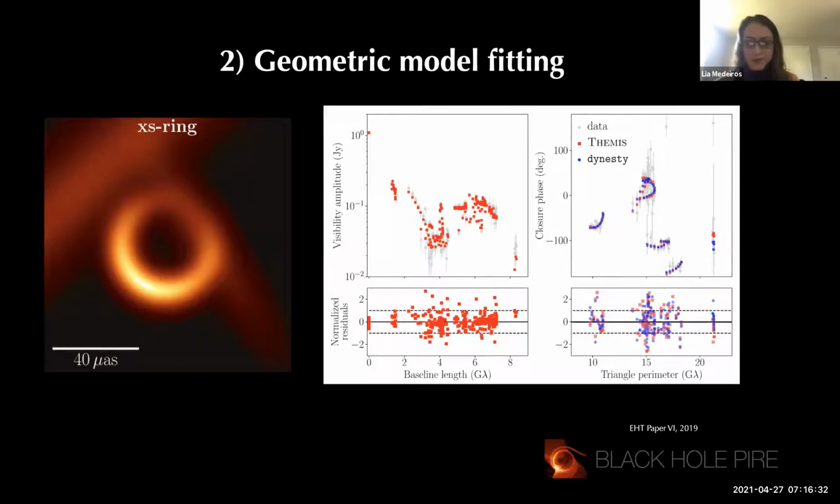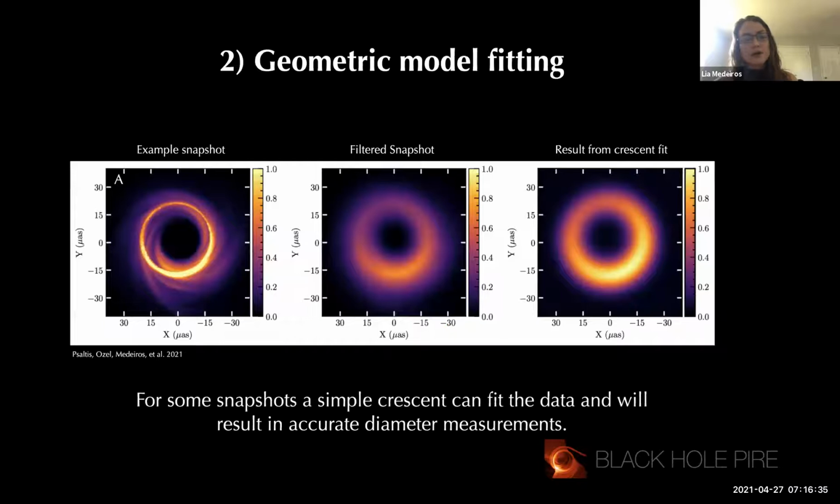So this is just one example. In a more recent paper that I was involved in, we looked at the possible limitations of using these geometric models, specifically the fact that these geometric crescents are significantly simpler than the structures that we see in the simulations. We wanted to understand what happens when you try to fit an image that is more complicated than a crescent with a crescent.